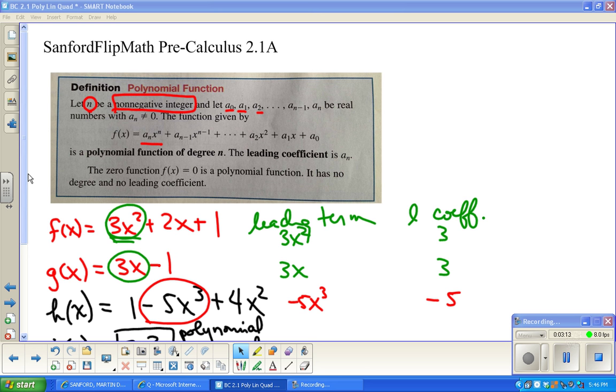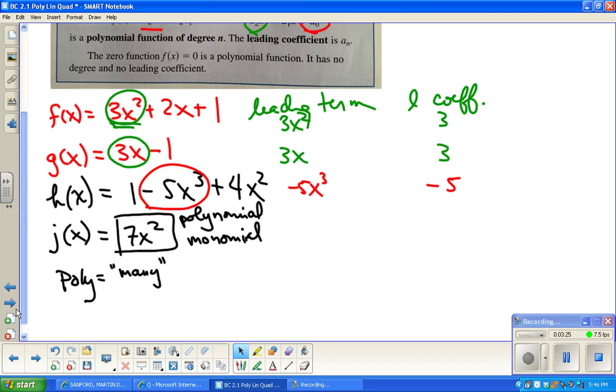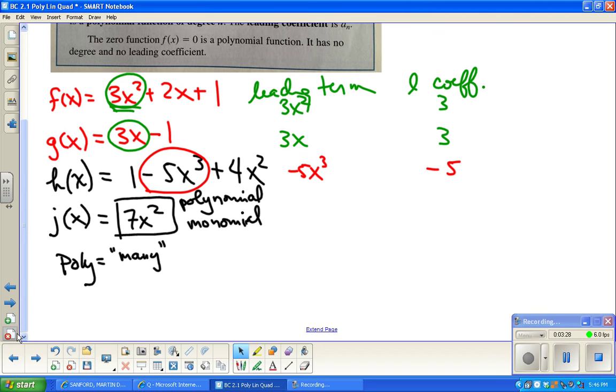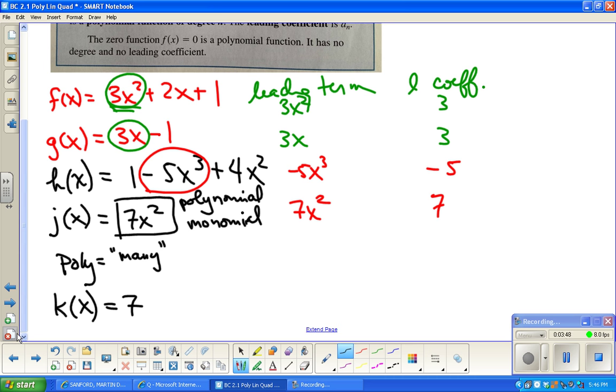So n can be 0, n can be 1, so it could just be that, or it could just be this. It doesn't have to be a whole string. It can be any chunk of that. Okay, so 7x squared is a polynomial. It's a monomial. Its leading term, shockingly enough, is the only term. So each term is a monomial, excuse me, and its leading coefficient would be 7. Okay, you'll like this even less. That's a polynomial. It's a constant function, but it's still a polynomial. So the leading term is 7, the leading coefficient is 7.